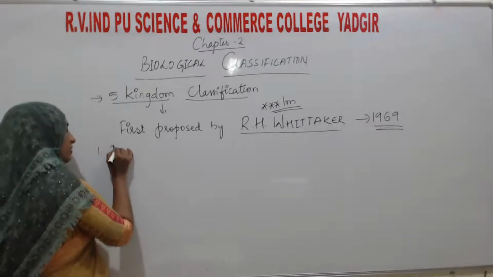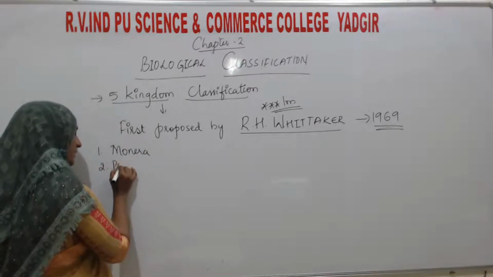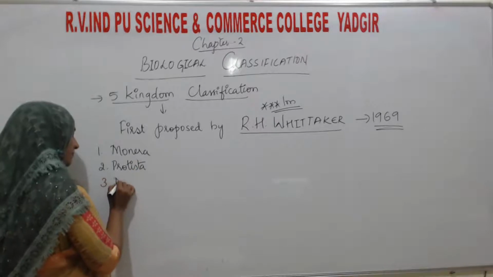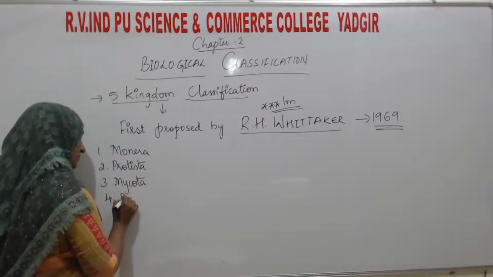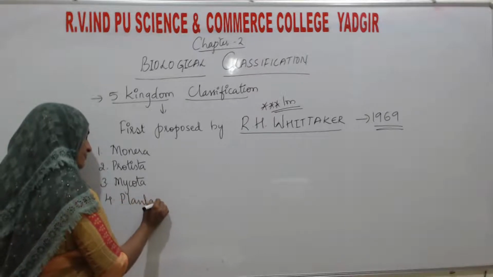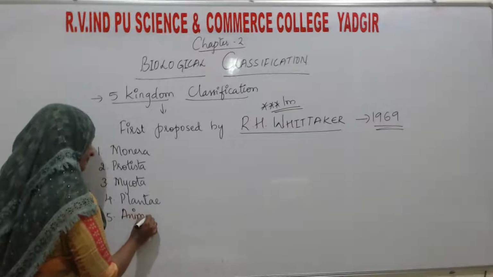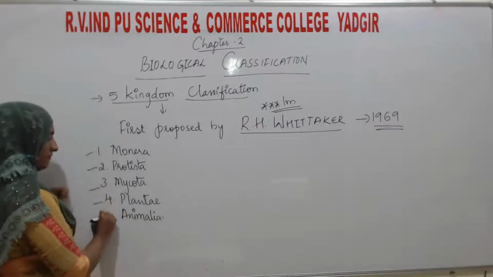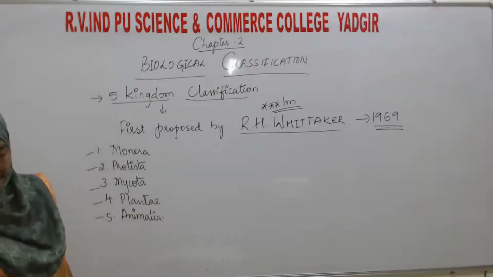That is Monera, Protista, Mycota, Plantae, and one more name, that is Animalia. These are the 5 kingdoms which were proposed by R.H. Whittaker.